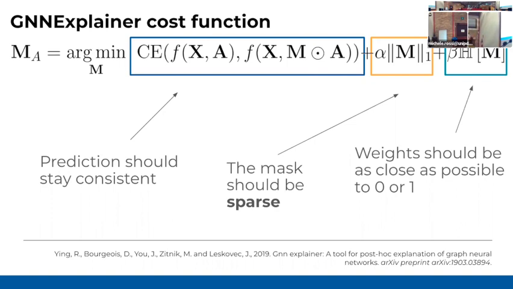So the first block, the blue one, is a cross entropy between the original prediction and the masked prediction. So the two predictions should be as similar as possible. You don't want applying your mask to change the prediction.